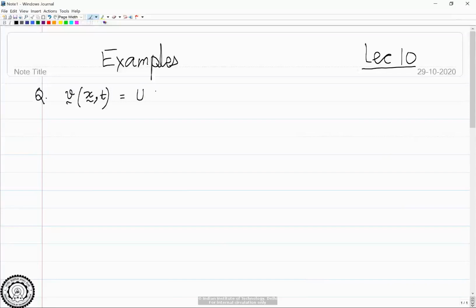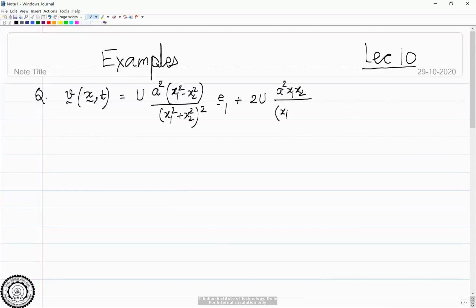Okay, so this is the velocity profile, plus 2u a square x1 x2 over x1 square plus x2 square, and that's in e2 direction, plus v e3. All right, so u a, then this v, these are constants.